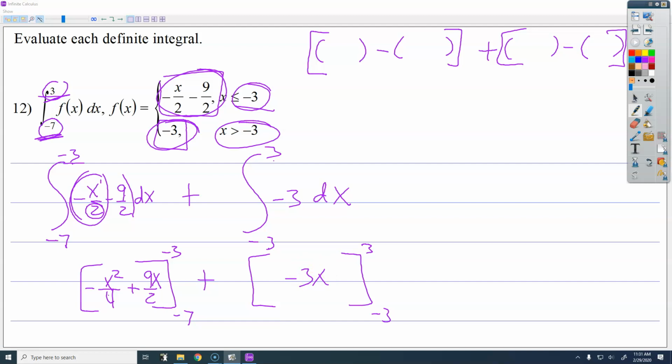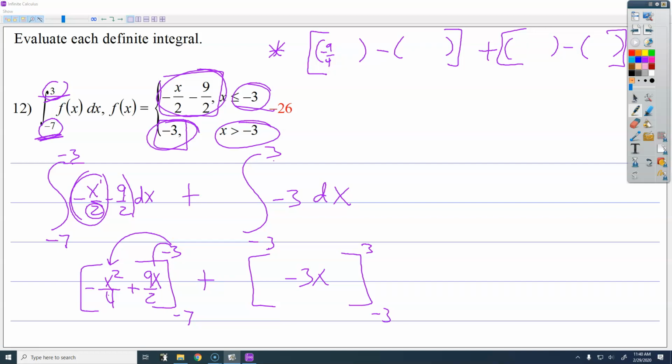Okay, so now we're going to come up here to this part. So the first thing we're going to do then is plug in the -3 here. If we do that, we're going to get -9 over 4, and then plug it in here.